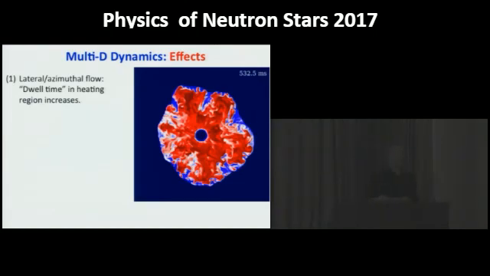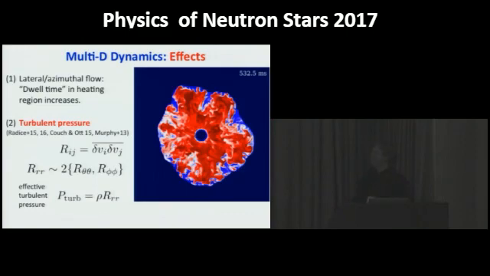So more degrees of freedom means the average time a fluid parcel that enters through the shock stays in this region of high entropy, where it can absorb neutrino energy, increases, and the efficiency of the neutrino heating increases. That was an important realization made in the late 1990s, early 2000s. More recently, we realized that there's more.